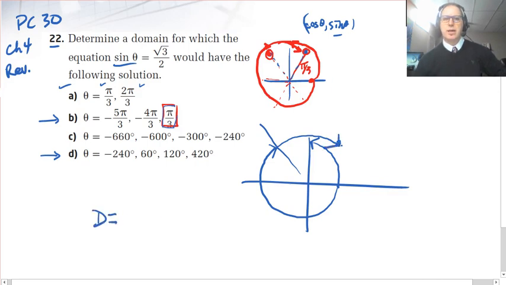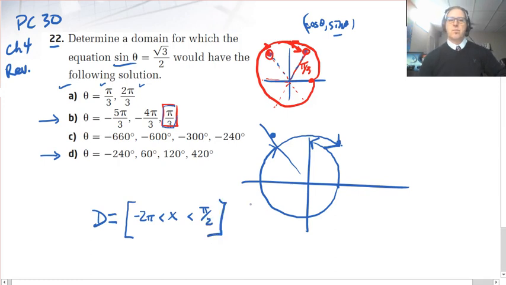So the domain looks like it should be from, you can do closed or open brackets, I guess, doesn't really matter. But we've got to go negative 2 pi. So x is between negative 2 pi and positive at least pi over 2. Actually just pi over 2 because we're not including positive 2 pi over 3. So it looks like this, I think. Okay, so we have to go back one full time around for B. And then we have to go up to pi over 2 as far as the domain goes. Okay?